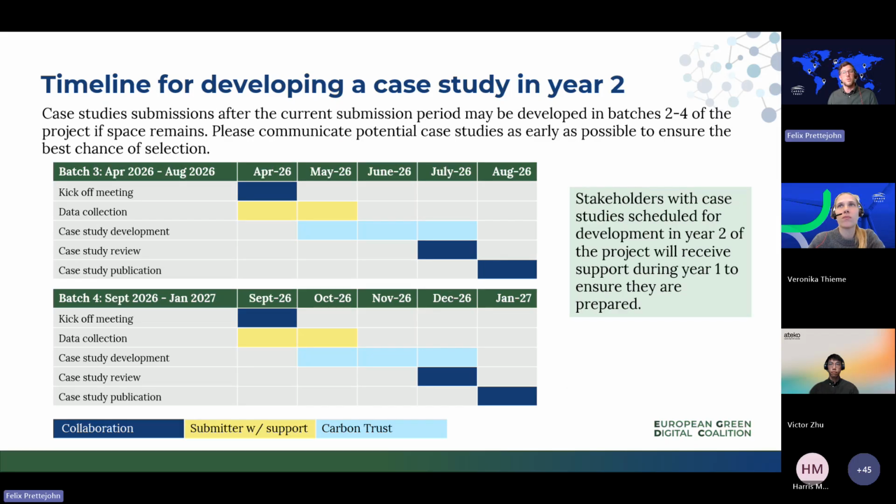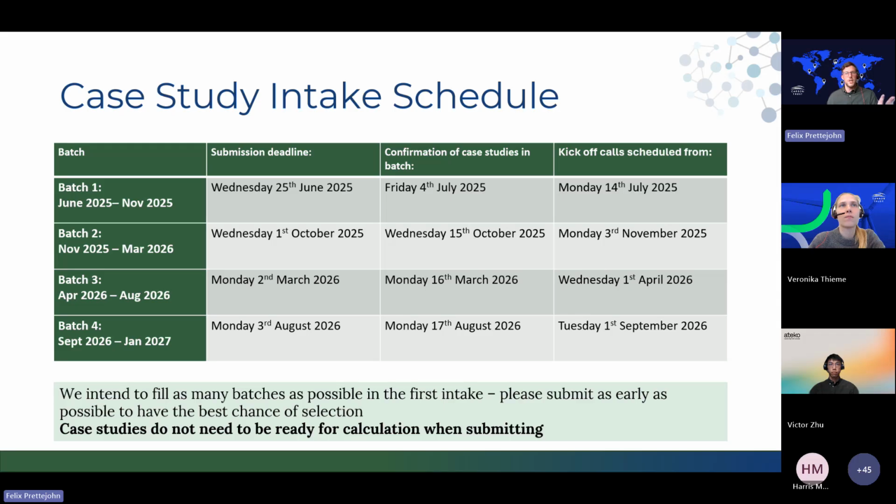So in year 2, we'll have the final 2 batches. This is batch 3 from April to August, and then batch 4 from September to January. Just to put that all on one slide, so it's a bit easier for you to take away. We'll be filling up all the batches from the first intake, so your best chance of selection will be to submit as early as possible.